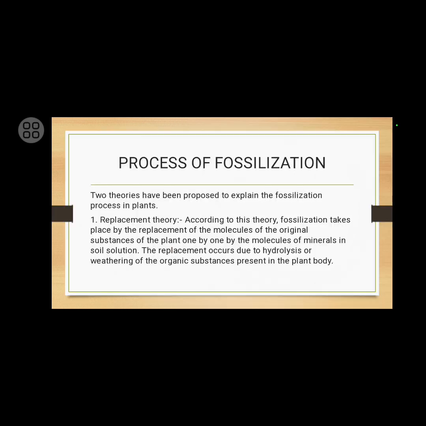Now, how the process of fossilization takes place. Two theories have been proposed to explain the fossilization process in plants. The two theories are: number one, replacement theory.